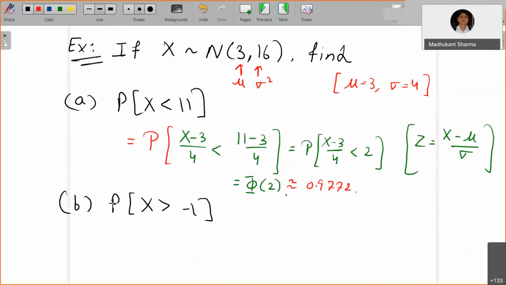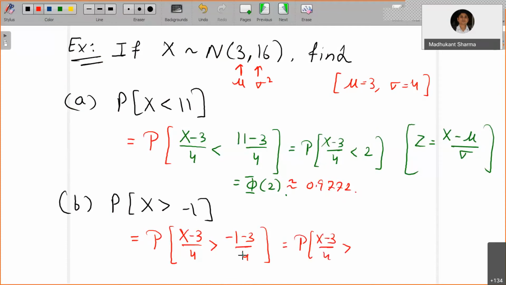Now let's see this. Again, I can convert it into a standard normal variable. With the same question, I will be subtracting the mean. So (x minus 3) by 4 is greater than (minus 1 minus 3) by 4. That is the probability of (x minus 3) by 4 greater than minus 4 by 4, which is minus 1.